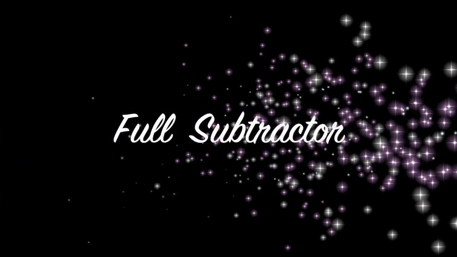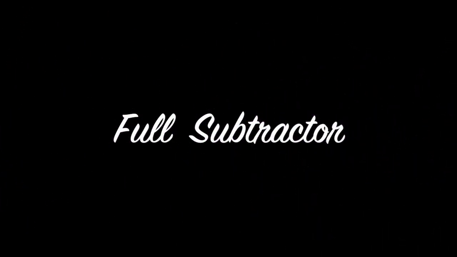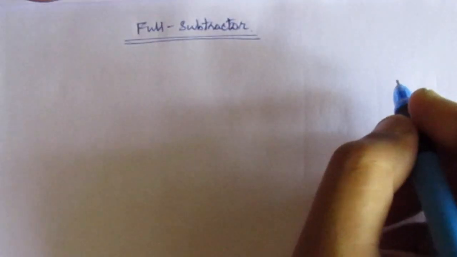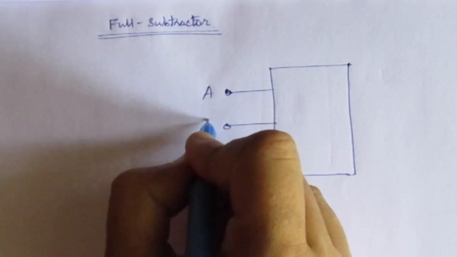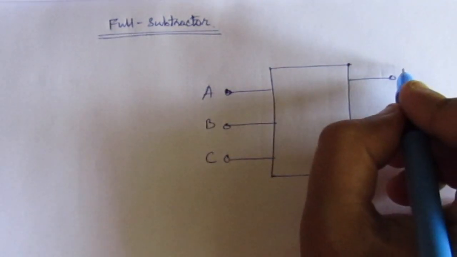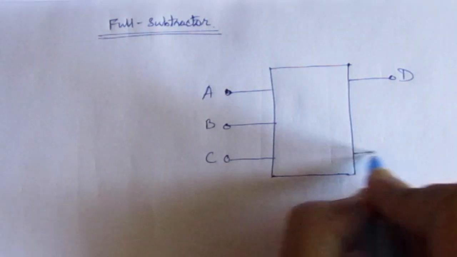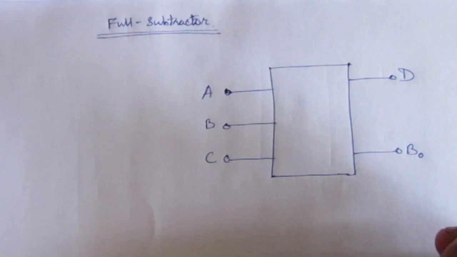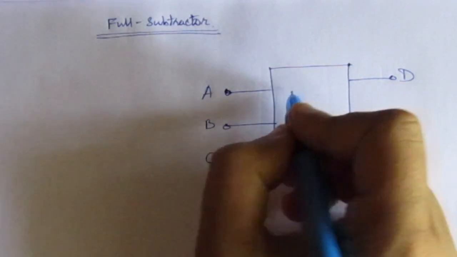Dear students, in this tutorial we will see the full subtractor in digital electronics. Let us first see the block diagram. It has inputs A, B, C and two outputs. One is the difference and another is the borrow output, B out. This is the full subtractor.